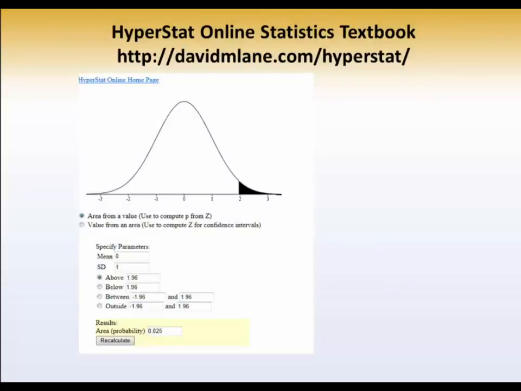When you reach the page, it'll start out looking like this. Notice it's a normal distribution with a mean of 0 and a standard deviation of 1. Then you can modify and change values for the mean, the standard deviation, above and below, different values to see what percentiles and what percentages are falling above and below or between different values. We'll illustrate a few for you.